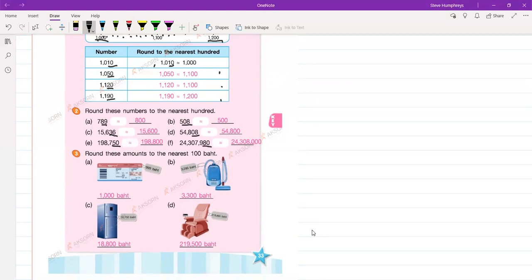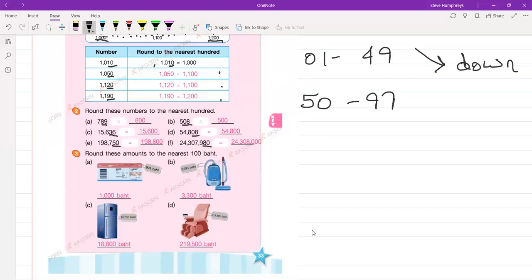Last 2 digits, if they're between 1 and 49, down. If the last 2 digits are 50 to 99, round up. You can write that down whenever you want. That will help you to remember.